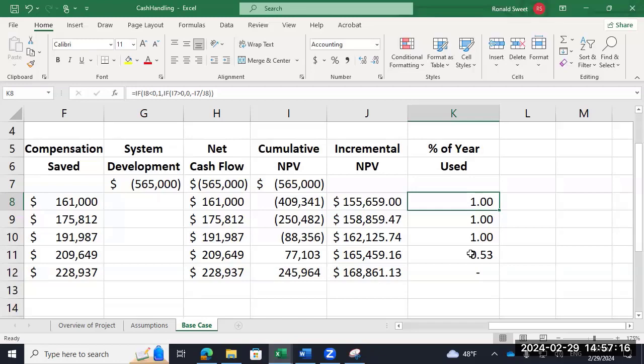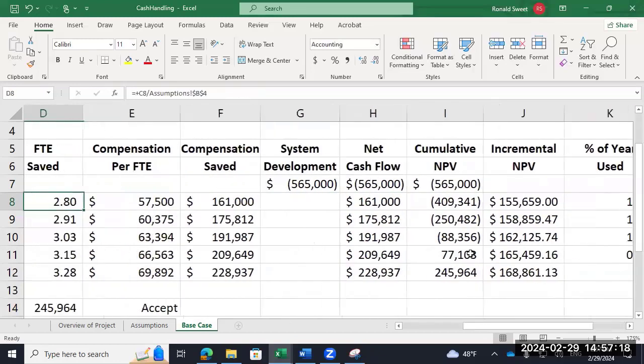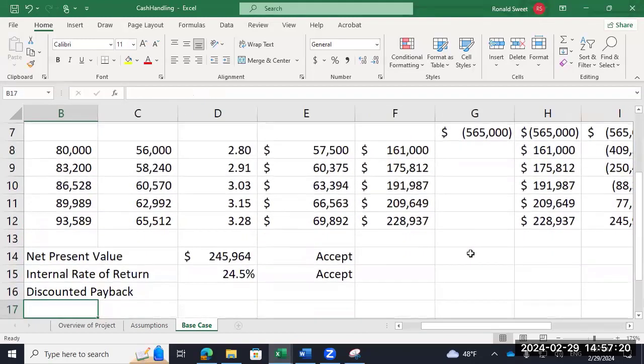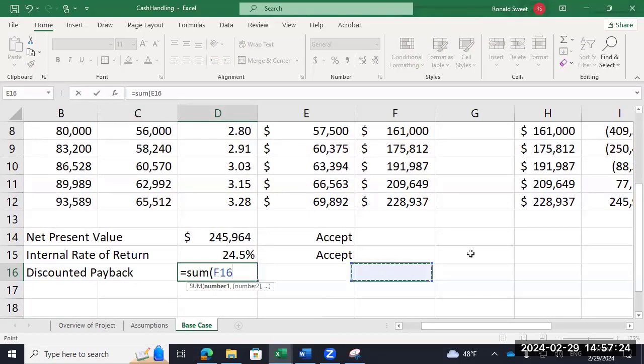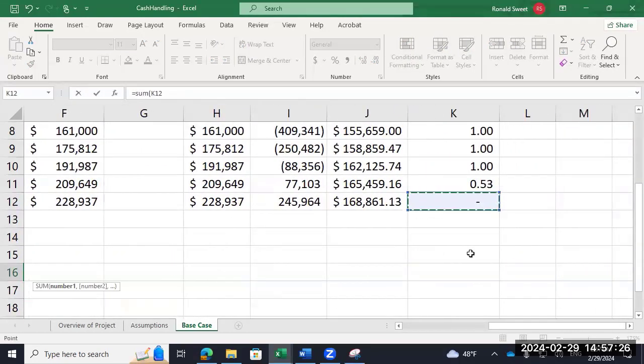All right, good. All right, so we'll go over and we'll do this kind of payback. And here all you got to do is you just sum up that column. That's all you got to do, just sum it up.